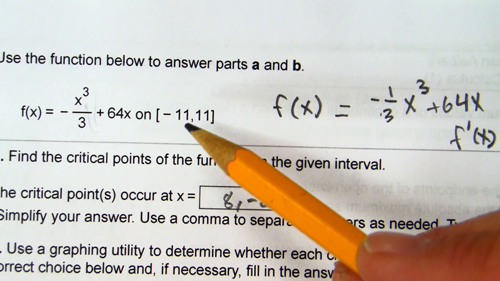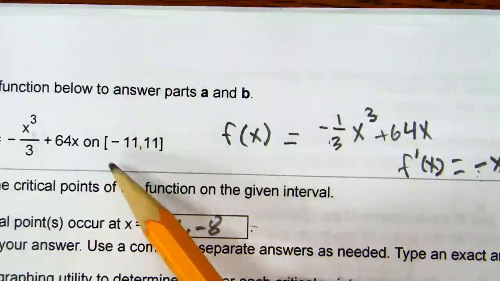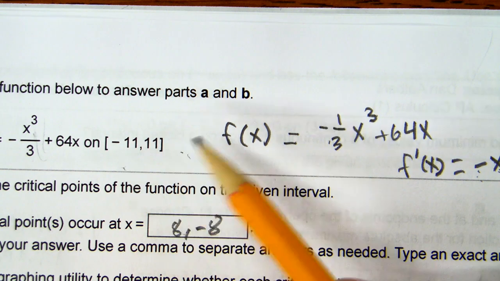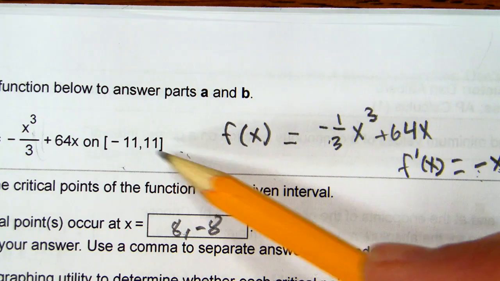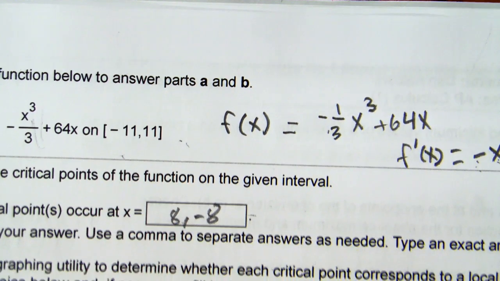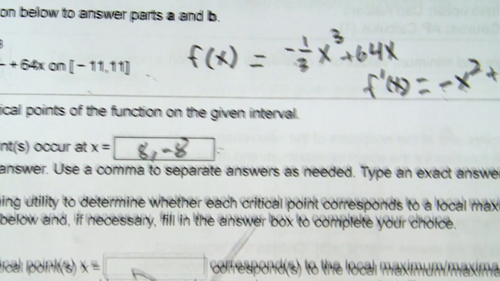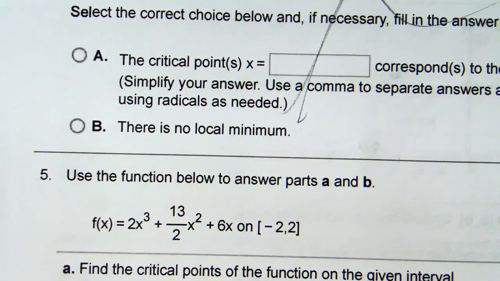The other thing I should have mentioned here, I should have been careful about, is our critical points of 8 and -8 fell within the restriction of -11 to 11. So sometimes you gotta be careful. Sometimes you might get a critical point that isn't in the interval that they want you to work on. All right, number 5. Here we go.